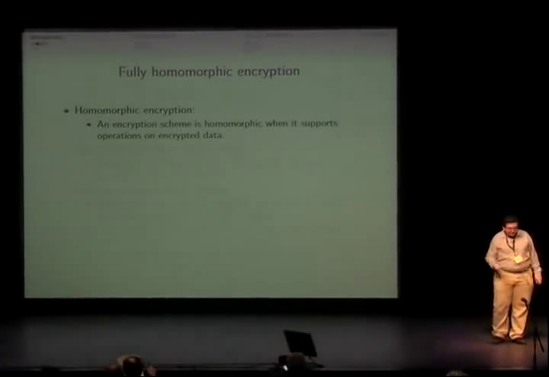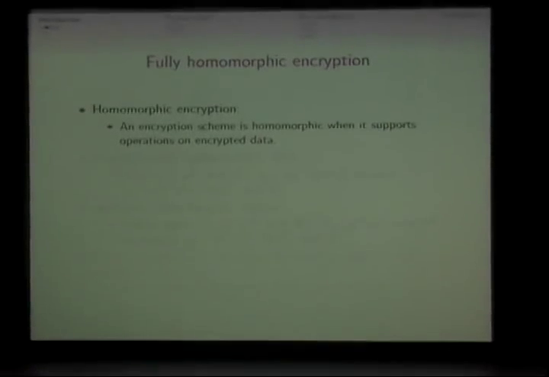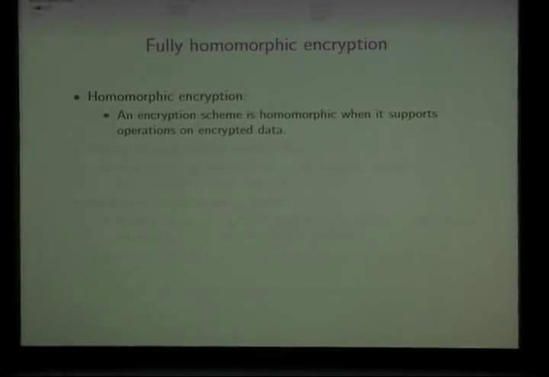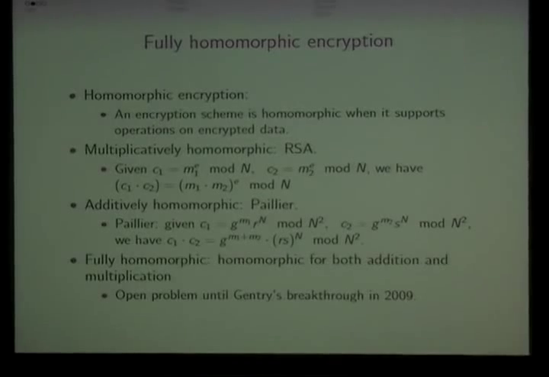So fully homomorphic encryption. Basically, an encryption scheme is homomorphic when you can compute on encrypted data. For example, you have a multiplicatively homomorphic scheme, such as textbook RSA, in which you can compute the ciphertext associated with the product of two messages, knowing ciphertexts associated with those two messages, without having to decrypt or knowing the secret key. So it can be done publicly. You have additively homomorphic schemes, and fully homomorphic schemes are those where you can do both additions and multiplications. And that was an open problem until Gentry's breakthrough in 2009.